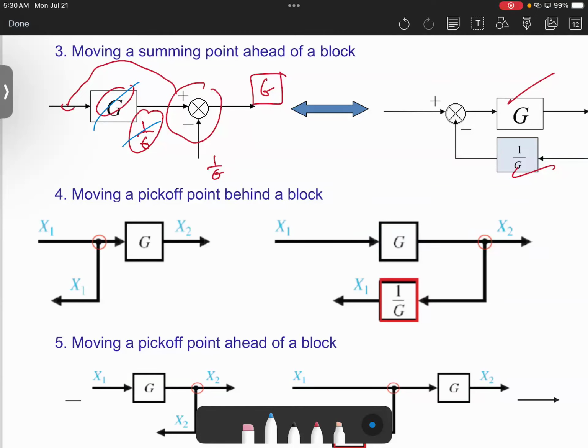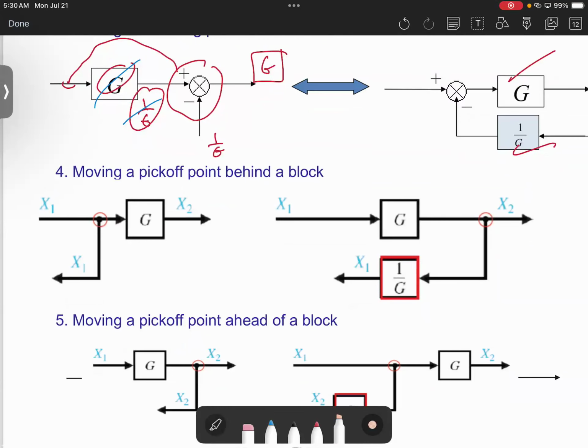So for the pickoff points, assume that you need to move the pickoff point from here to here, which is basically moving it forward. If we are moving it forward, it will be the opposite of the summing points. Basically, we will put G here and 1 over G, 1 over G. Because with the summing points, when we move them ahead, forward, what we used to do was multiply.